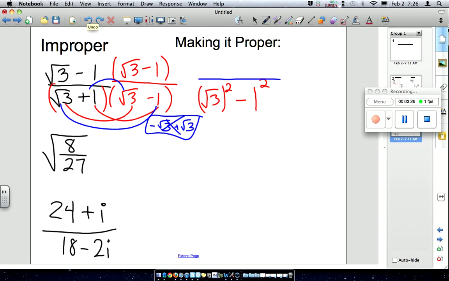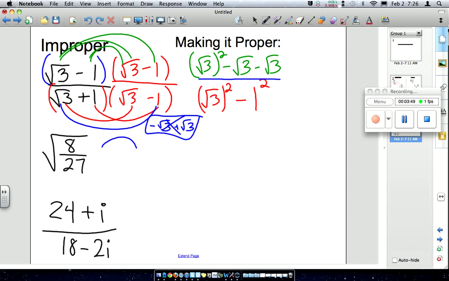On the top, it's a little different. It's going to create a product, so I'm going to have all 4 terms in my FOIL. Let's take a look at what the top would give me. The top is going to give me square root of 3 squared. Well, that's nice. One less square root to deal with. And then I'm going to have minus square root of 3. Another minus square root of 3.